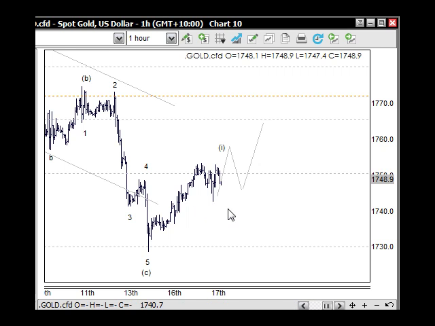And yes, it can come back and have an A and a B and a C back to the 1740 through here. But if it finds the support on the 1750, then we've got this little wave one to the upside, and we'll be heading higher from that point there.